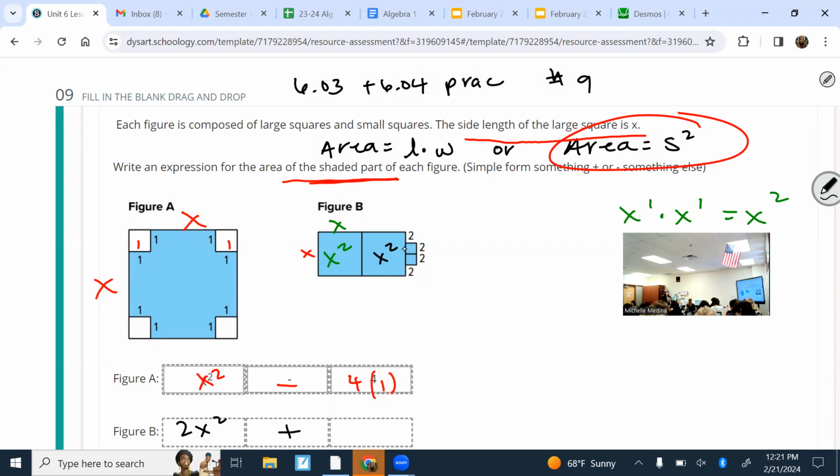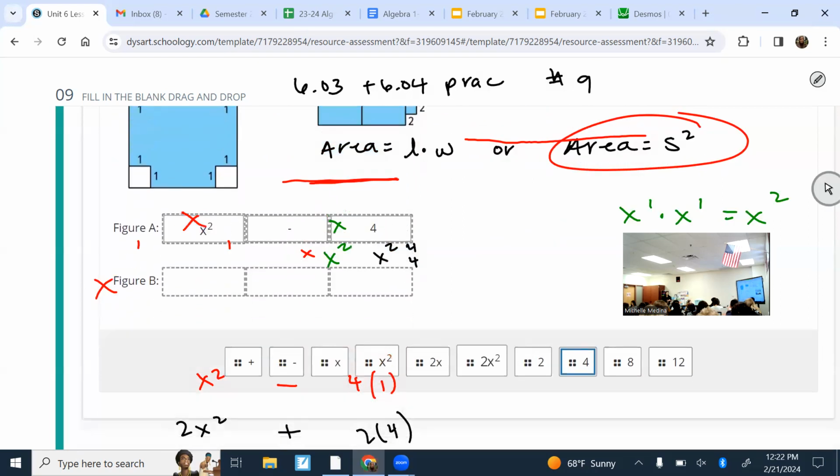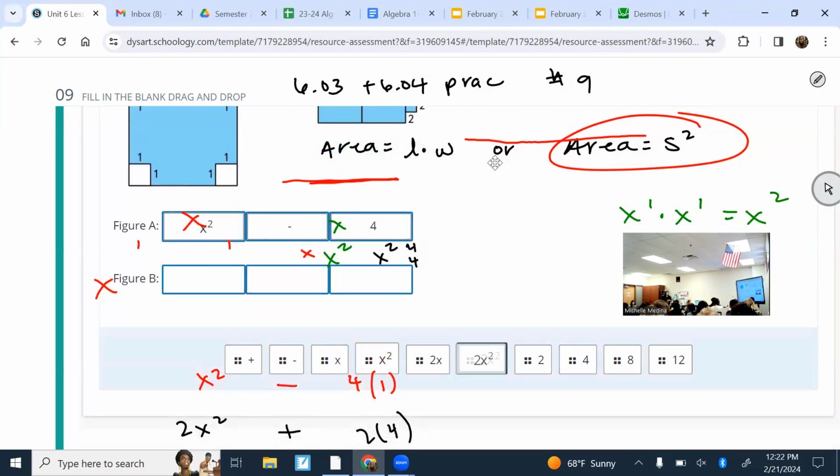What's 2 times 2? So it's 2 squared. So whatever one you put it in, it's the same area. And then we have two of them, so 2 times 4 is 8. So now let me find the expressions that match that one.